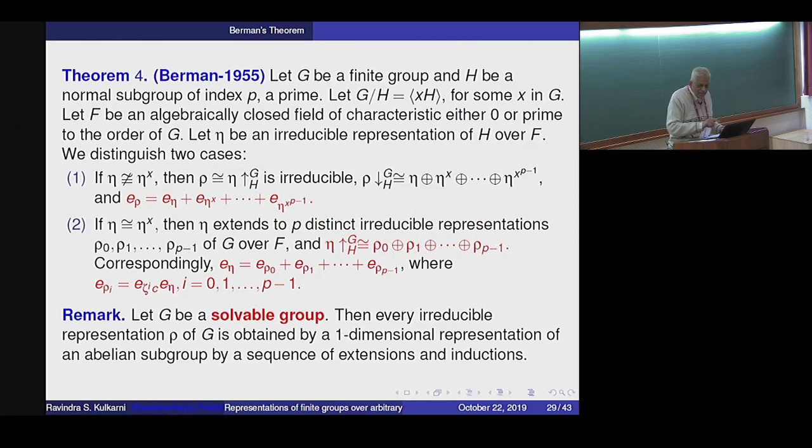And so in this case, these idempotents are just E theta to the IC times E eta. So these are the idempotents that you obtained for the extended representation. So this is a nice observation for solvable groups: every irreducible representation of G is obtained from one-dimensional representations of an abelian subgroup by a sequence of extensions and inductions.